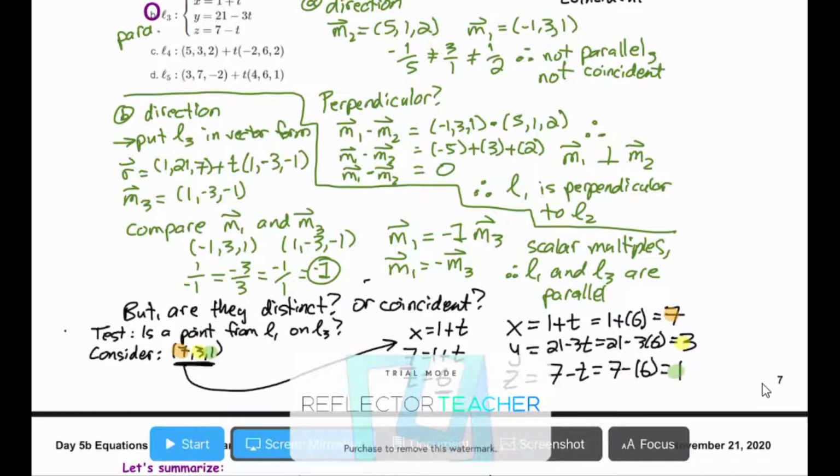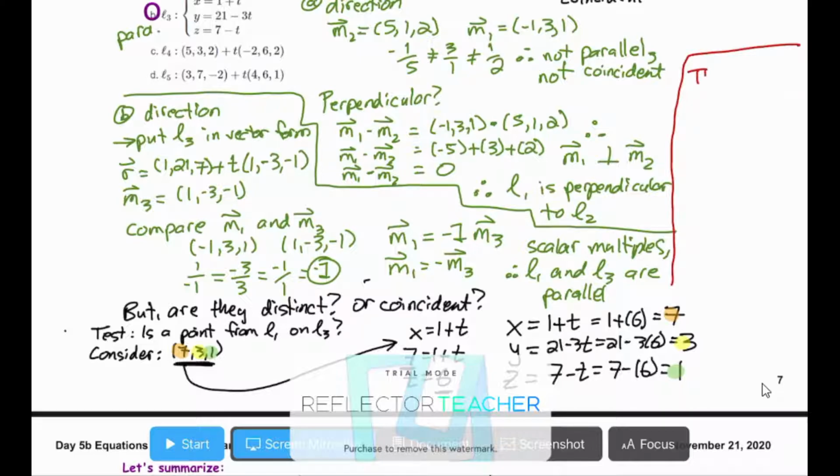So what does this mean? This means that the point A, 7, 3, 1, also lies on L3. So a point from L1 also exists on L3. That's only possible if the lines are coincident. So let's finish writing that out. I'm running out of room here, but we'll manage somewhere. So we can kind of write it on the side here.